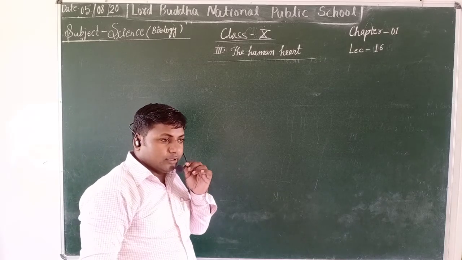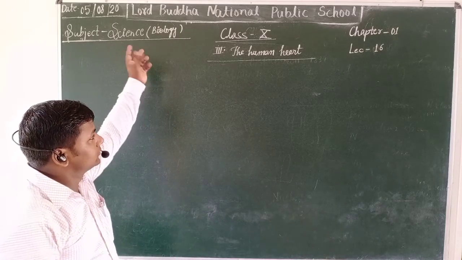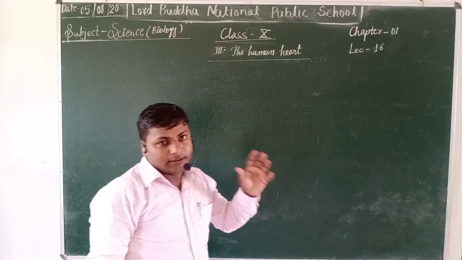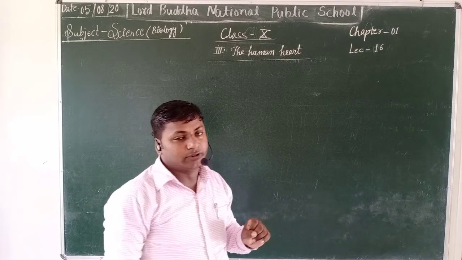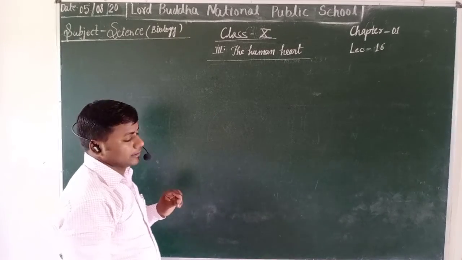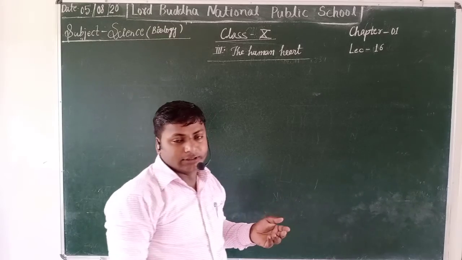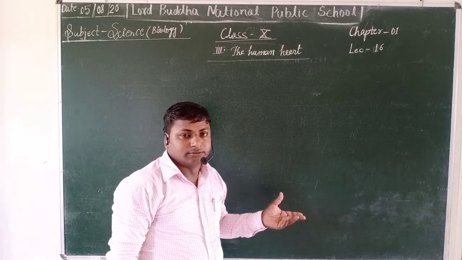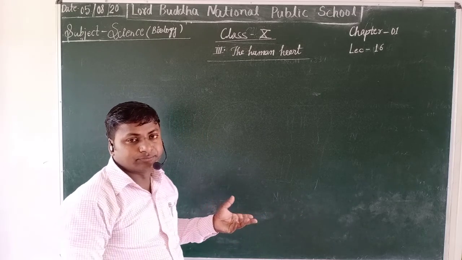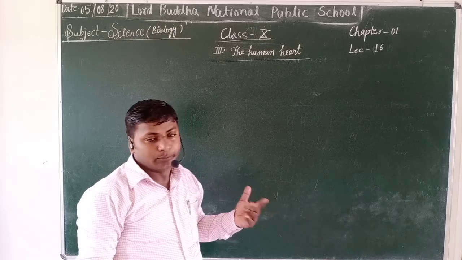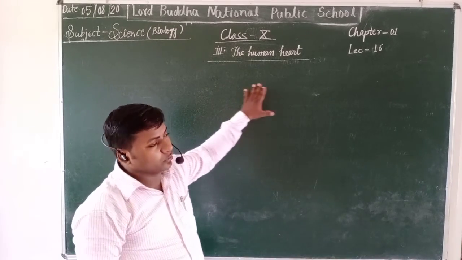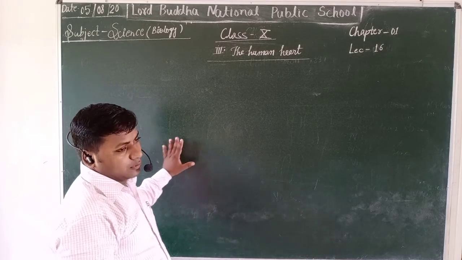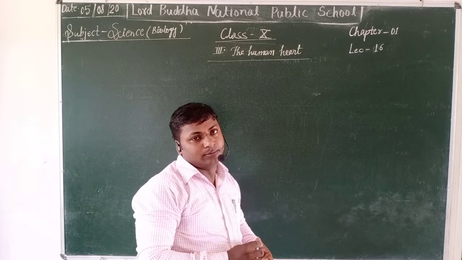Students, today we are going to discuss the next and last topic of the transportation or circulatory system. In the previous lectures we discussed the vascular fluids, that is blood and lymph, and blood vessels. Now we are going to discuss the human heart, and today we will discuss the external structure of the human heart.